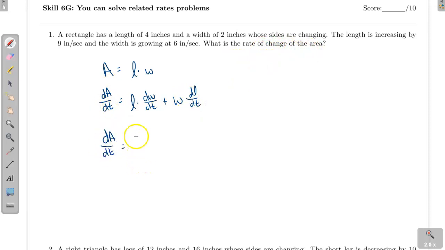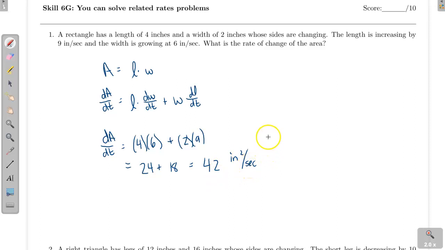They tell us the length is 4 inches, and the width is growing by 6 inches per second. The width is 2 inches, and the length is growing by 9 inches per second. This is 24 plus 18, which is 30 plus 12, 42. All right, and then area, so it's inches squared per second.